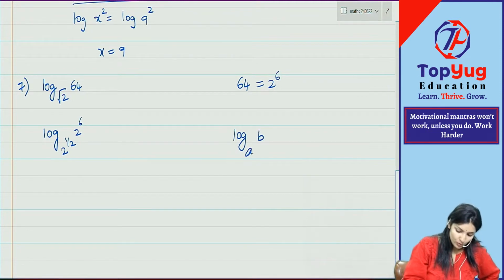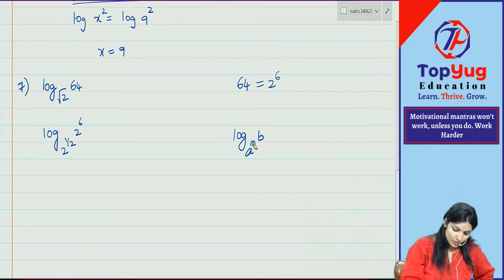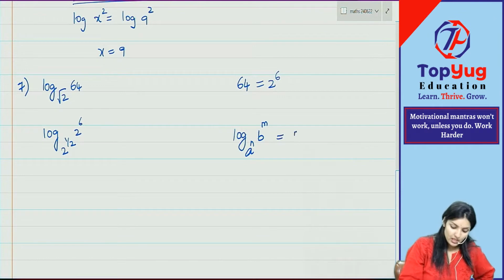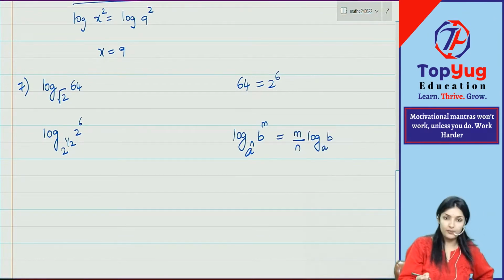Log A to the base B. Sorry, log B to the base A. A power is m, B power is, no, I'll write this as A power is n, B power is m. So the formula you can use is m by n log b to the base a.